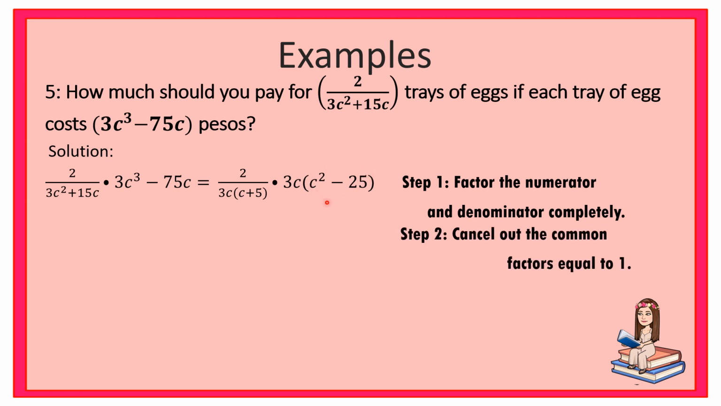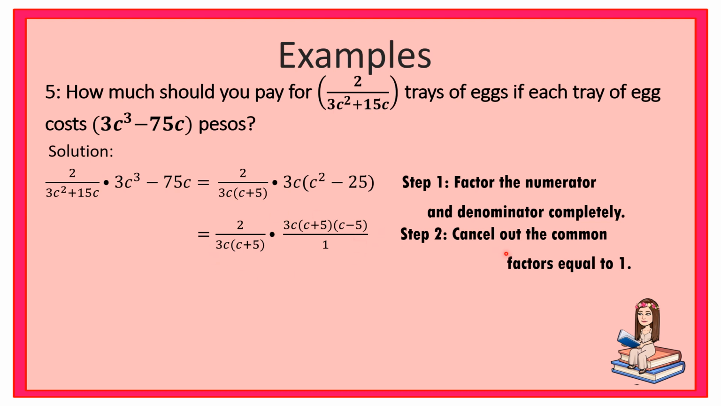So let us factor it out further. Ayan. So kinopya ko lang ito. And then ito, yung c squared minus 25 ay pwede pa nating i-factor out. Kasi this is a perfect square and this is also a perfect square. And it's a minus. So, ang square root ng c squared ay c. Ang square root ng 25 ay 5. Isang plus at isang minus. Now, it is factored completely.